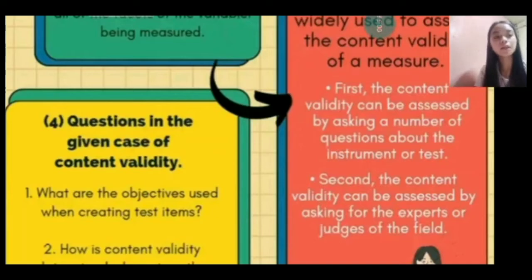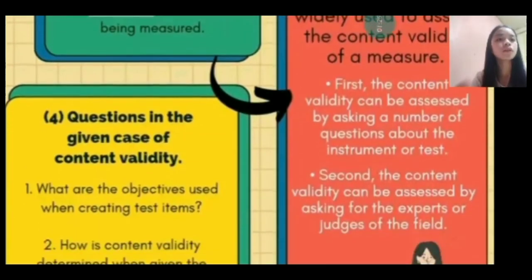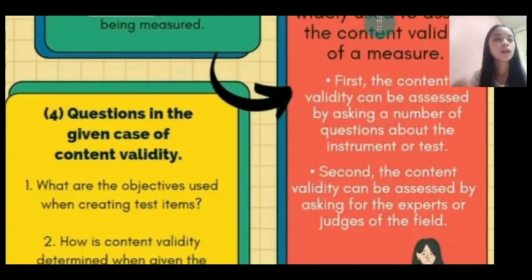So in the given case in the module, the coordinator in science is checking the science test paper for grade 4. She asked the grade 4 science teacher to submit the TOS containing the objectives of the lessons and corresponding items. The coordinator checks whether each item is aligned with the objectives. So in this case, it uses the second way to assess the content validity of a measure, which is by asking for the experts or judges of the field.